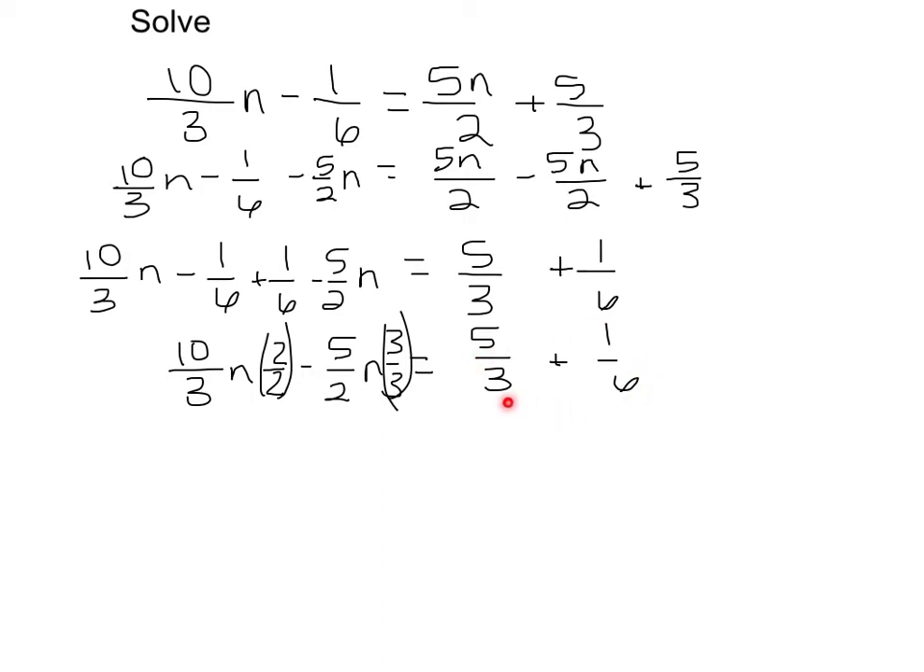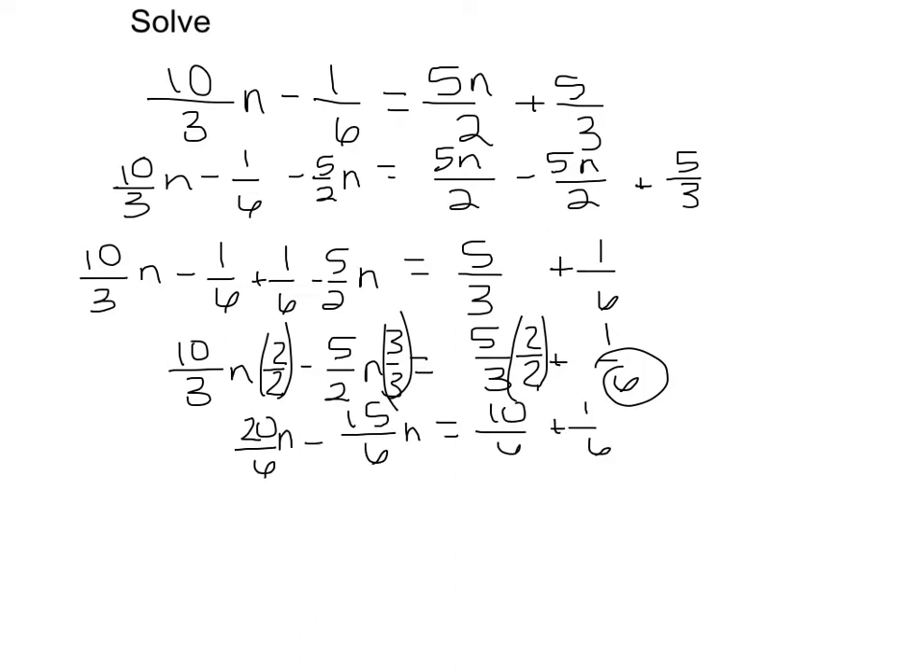The least common denominator of the 3 and 6 is again 6, so I'm going to have to multiply my 5 thirds by 2 over 2, and my 1/6 I can just leave by itself because it's already got 6. Here I've simplified, so my 10 thirds times 2 over 2 equaled 20/6 in my n. My 5 halves n times 3 over 3 equaled 15/6 n. And over here, my 5 thirds times 2 over 2 equals 10/6. And here's my 1/6. Now that I have the same denominator, I can go ahead and combine my like terms.